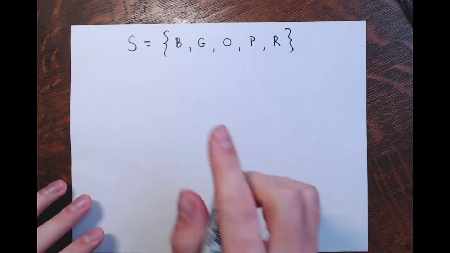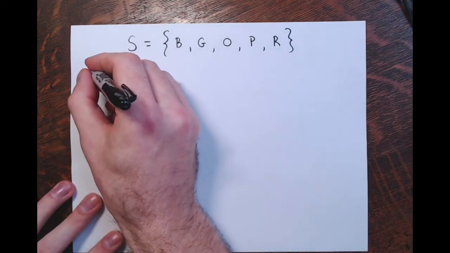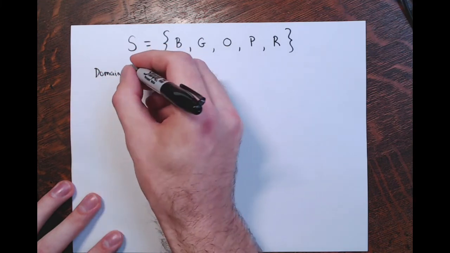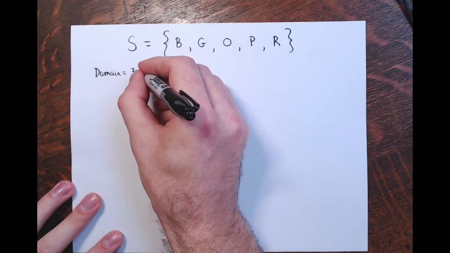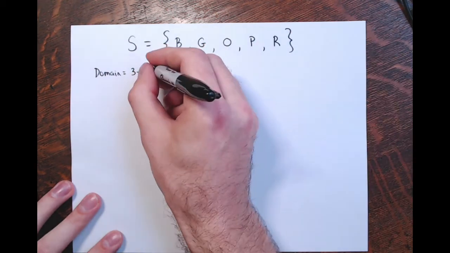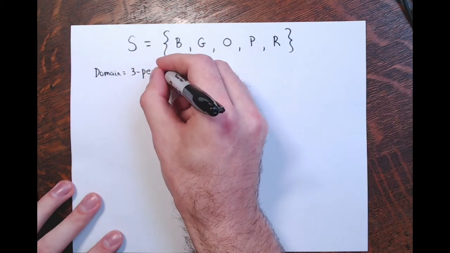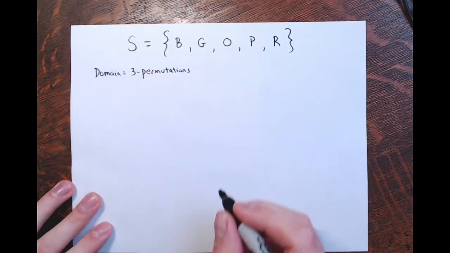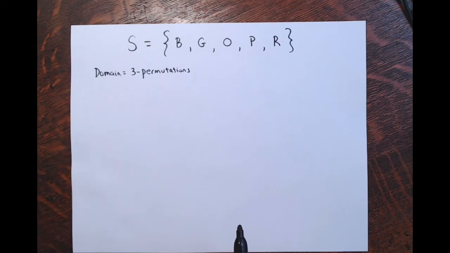And what I'm going to do is over here, the domain of this function is going to be the 3 permutations, right? We're going to take 3 of these colors. So I'm going to write out the 3 permutations. I'm going to start this and then pause it and come back when I'm all finished, because 5P3 is quite a bit.